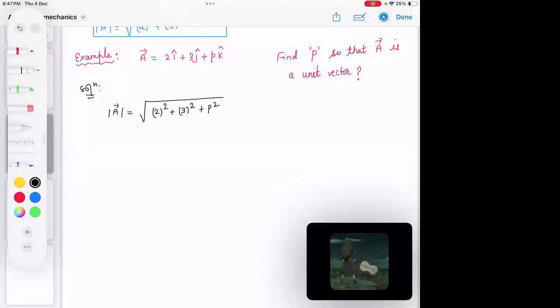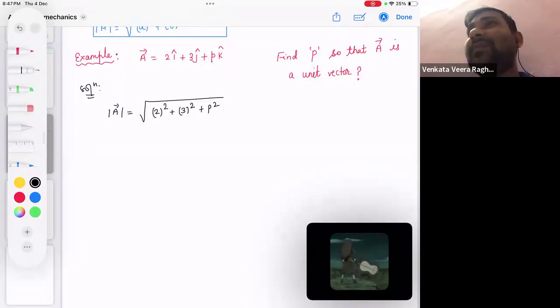Can a vector be imaginary? No, never. A vector cannot be imaginary. A vector represents a quantity which has actual magnitude and direction. Any quantity which has magnitude and direction cannot have an imaginary value. A force will always have a real value, isn't it? Acceleration, force, velocity, these are all real things. So a vector cannot be imaginary, okay?